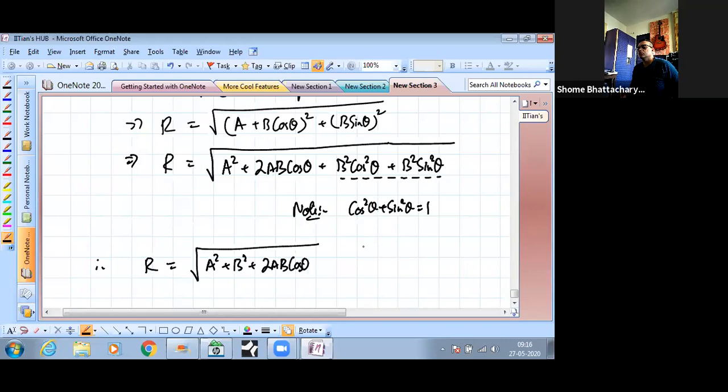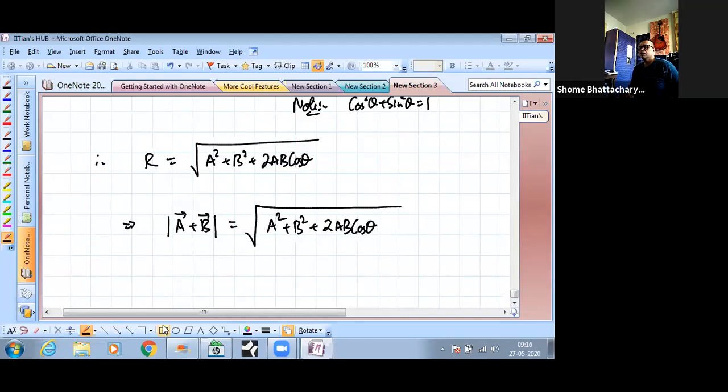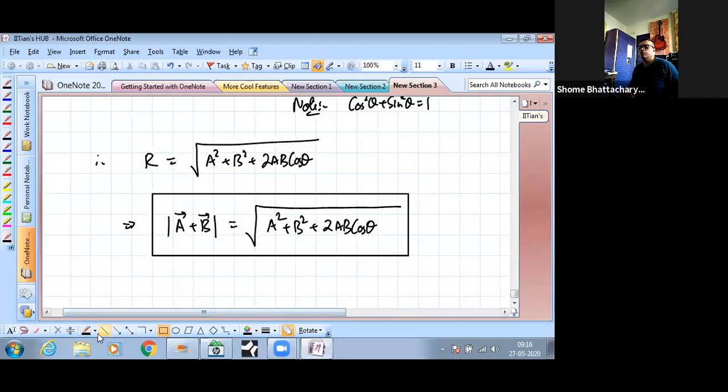So we get the standard formula: the magnitude of the vector sum of A and B becomes square root of A's magnitude square plus B's magnitude square plus 2 times AB cos theta. So this is the statement of our triangle law of vector addition.